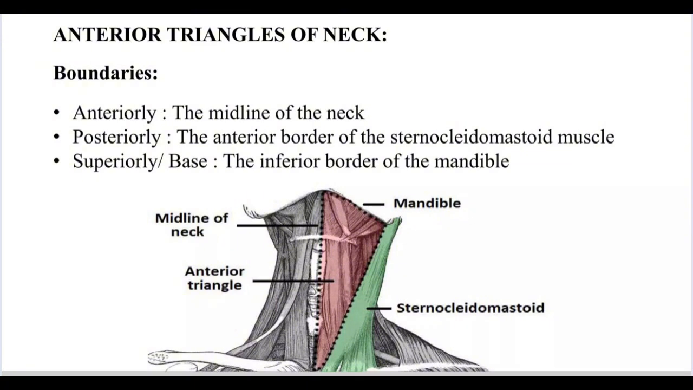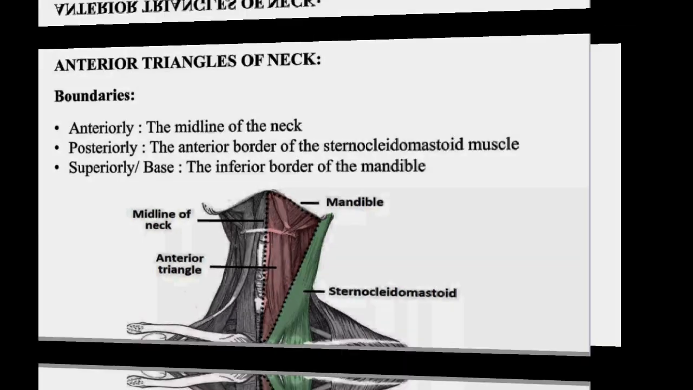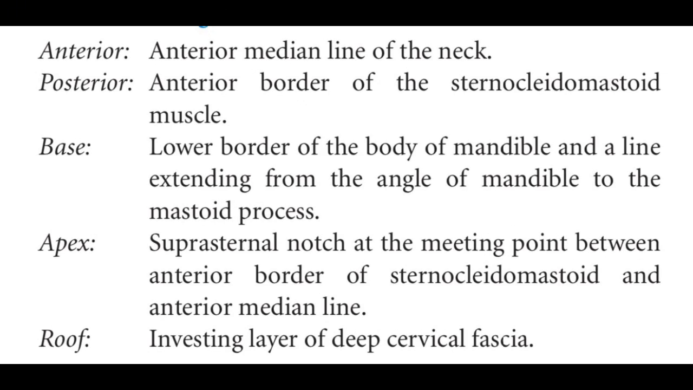Now, anterior is the anterior median line of the neck. Posterior is the anterior border of the sternocleidomastoid. Base is the body of the mandible, which extends to the angle of the mandible, which you are seeing on your screen, down to the mastoid process. Apex is the suprasternal notch, which is the meeting point of the anterior border of the sternocleidomastoid and the anterior median line. I call it the jugular notch, but it's the suprasternal notch above the sternum.